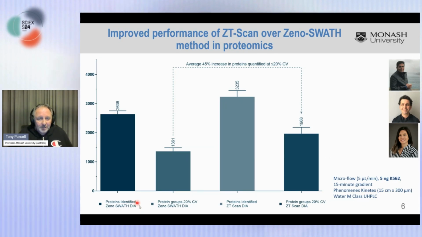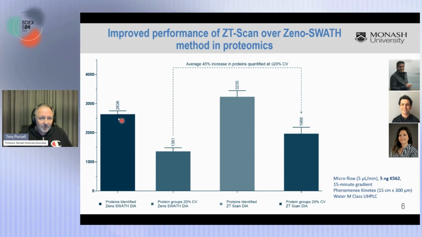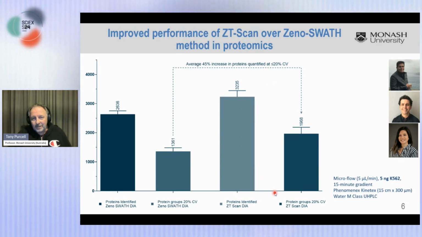And what you can see is that when we compare the Zeno-trap DIA data, where we're obtaining on average around 2,600 proteins detected and quantified within this 15-minute run. When we then move towards the ZT scan, we see an improvement in the number of proteins we're able to confidently identify and quantitate. And importantly, we also see a 45% increase in the proteins that are quantified at less than 20% CV. So we're getting improved sensitivity and also improved precision of our quantitative measurements.